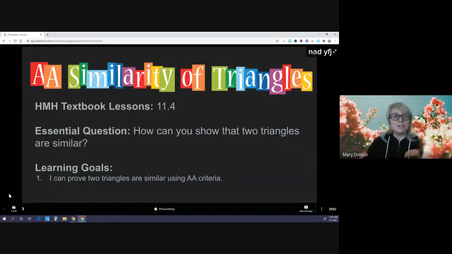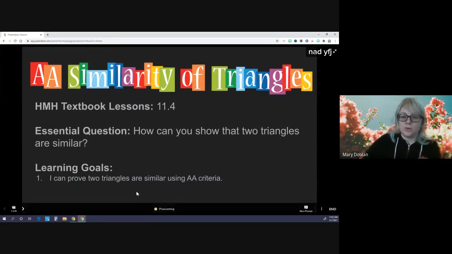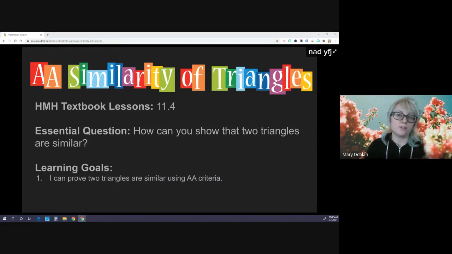So, angle similarity of triangles. This goes with 11.4 in your text. And your essential question today is, how can you show that two triangles are similar? All right, and you have a learning goal, which is, I can prove two triangles are similar using AA criteria.